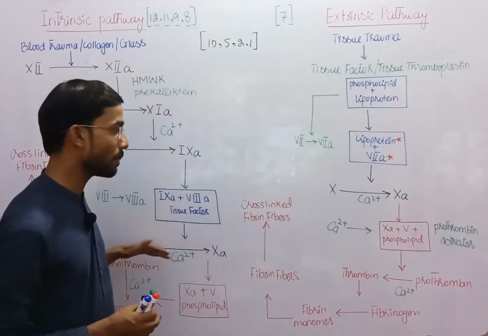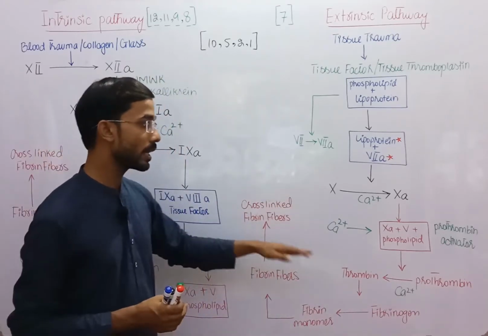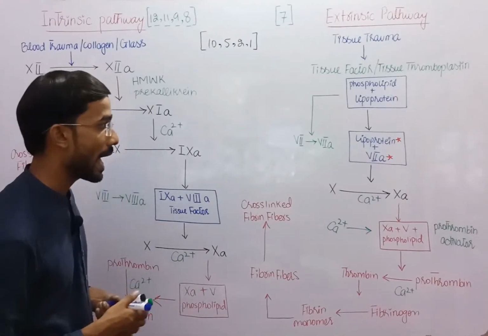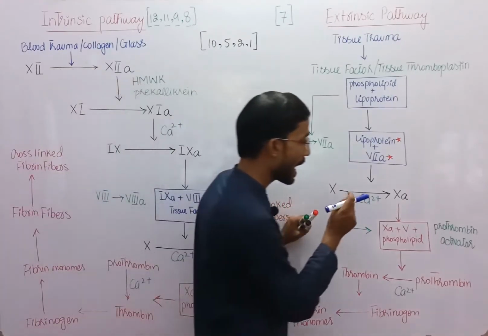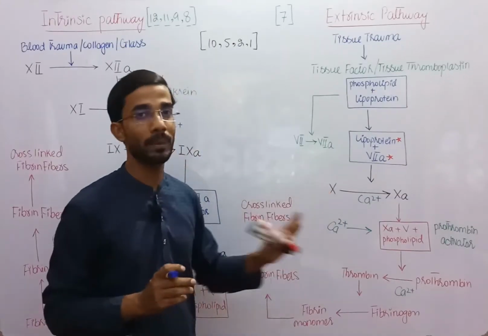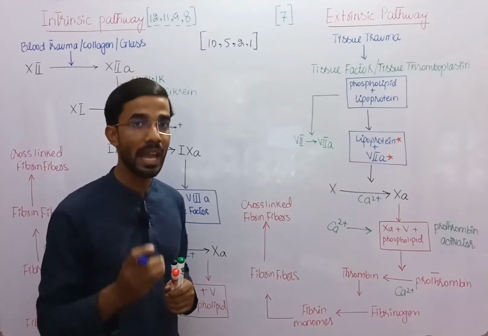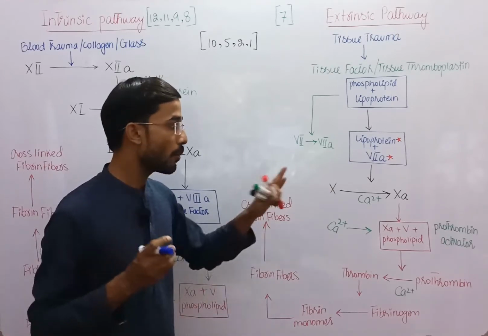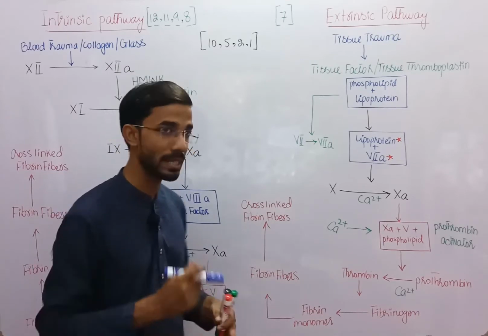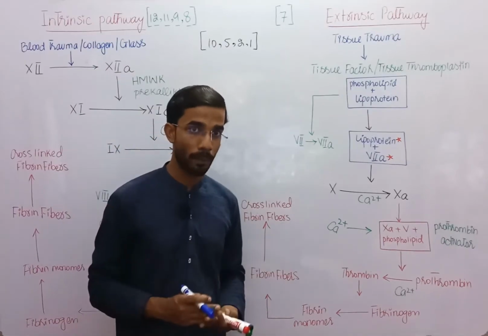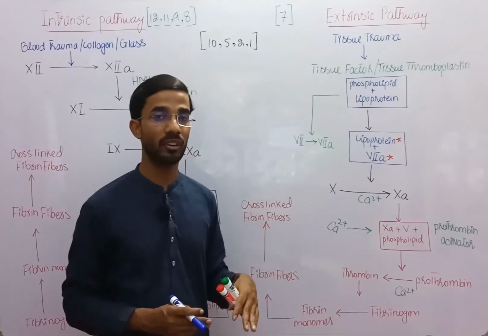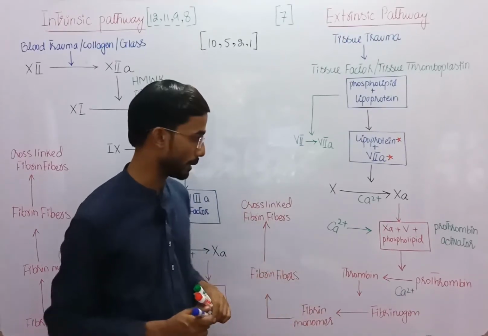Next, the common pathway, which is the same in both the extrinsic and intrinsic pathway. Now the main focus is on the prothrombin activator. We have to form prothrombin activator. What is prothrombin activator? It is a complex which activates prothrombin, or which converts prothrombin to thrombin.